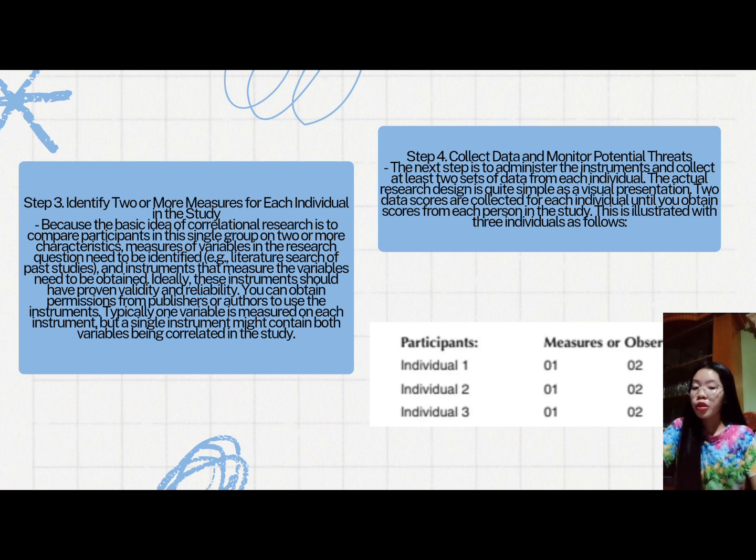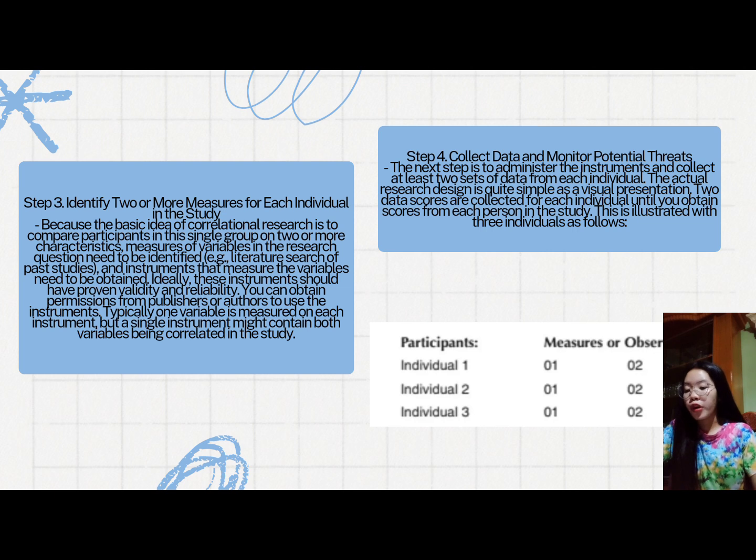Typically, one variable is measured on each instrument, but a single instrument might contain both variables being correlated in the study. So in this step, the correlational research is a statistical measure that describes the size and direction of a relationship between two or more variables. It also allows us to discover the strength and direction of relationships that exist between two variables.